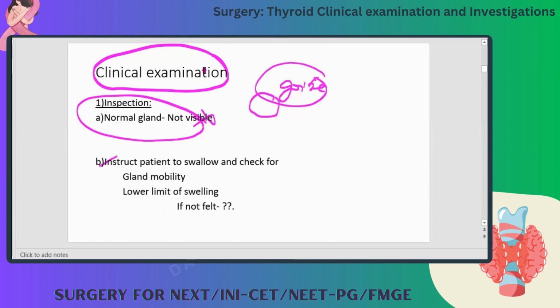You should feel the lower limit of the swelling. If the lower limit is not felt, what does this mean? There is a swelling, and you are not able to feel the lower limit. Is the gland fixed? If it is fixed, you will still feel the lower pole. If the lower limit is not felt, it means it is going downwards. What is that known as?